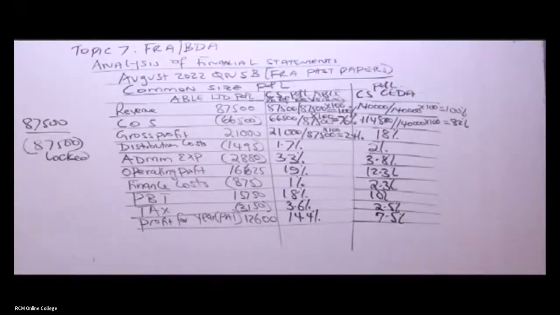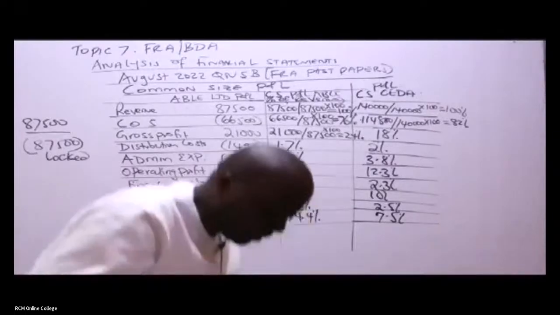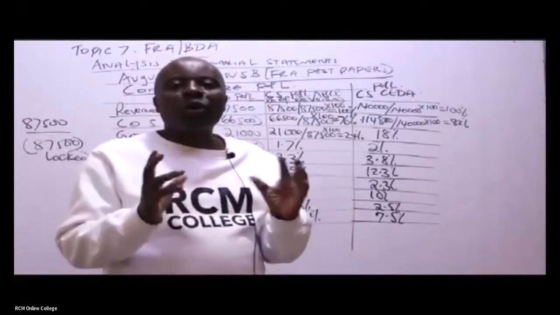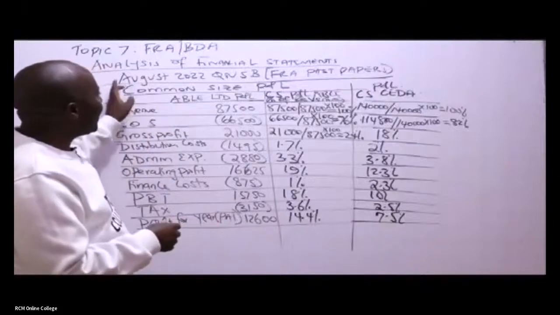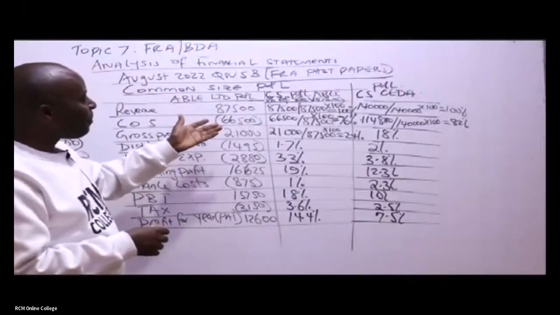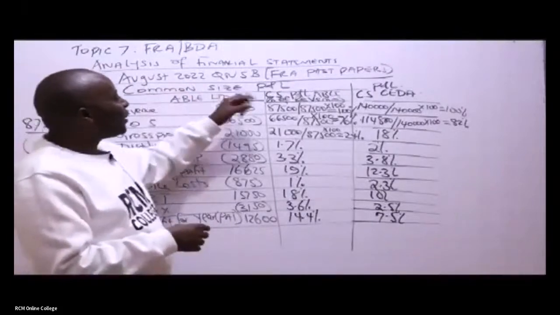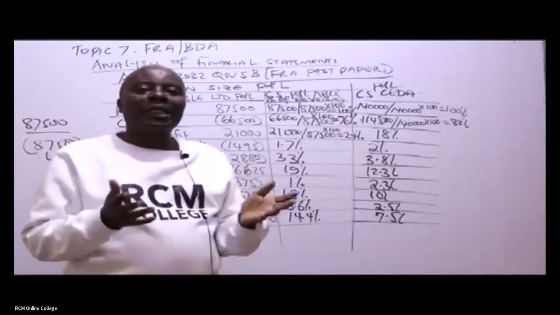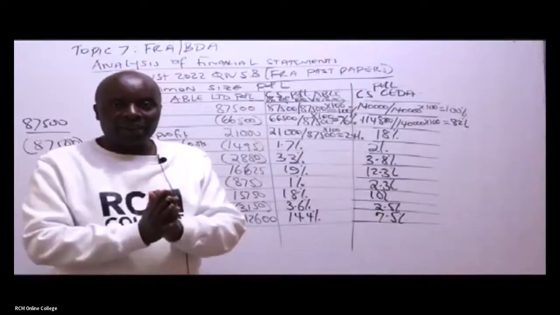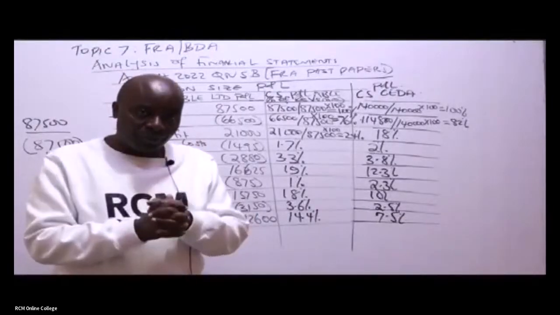Great. So what are we doing in this case here? What we are doing is basically what we call a common size statement. We look at the common item. In this question, which is August 2022 question 5, when we are doing common size profit and loss, the common item, what we call the baseline for the P&L, will always be revenue.